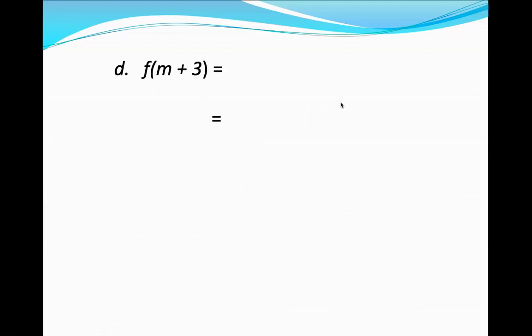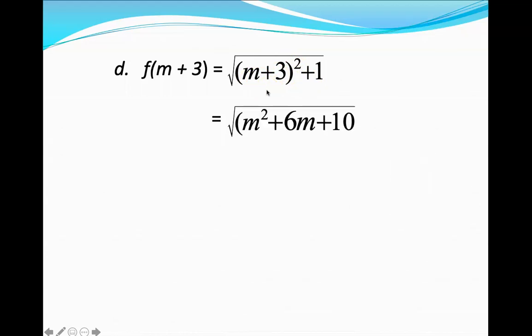f of m plus 3. What do I do? I replace every x, so instead of square root of x squared plus 1, I plug in the m plus 3. Again, we're going to have that same issue. I'm going to let you work it out on your own, but since this is a binomial, I just gave you the final answer. You can show the work.